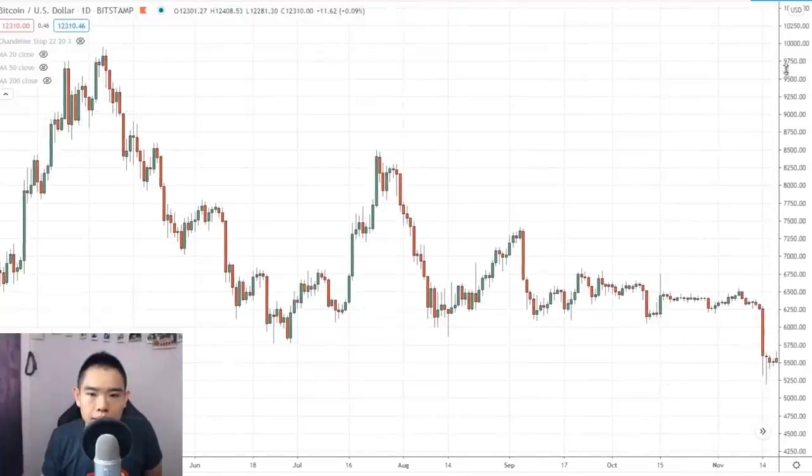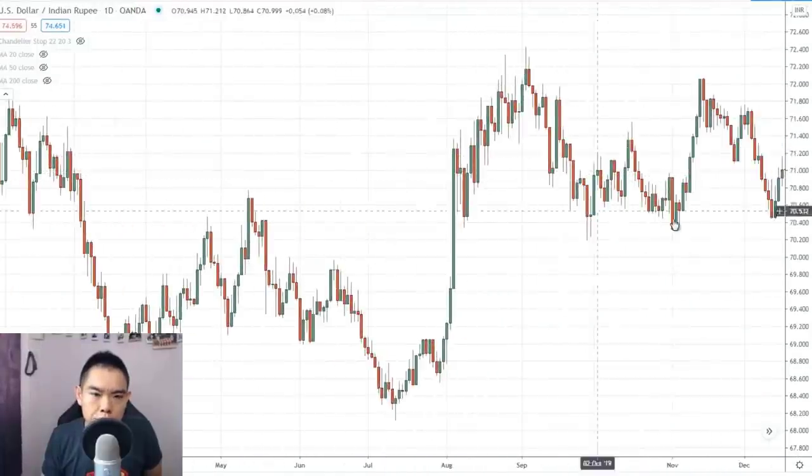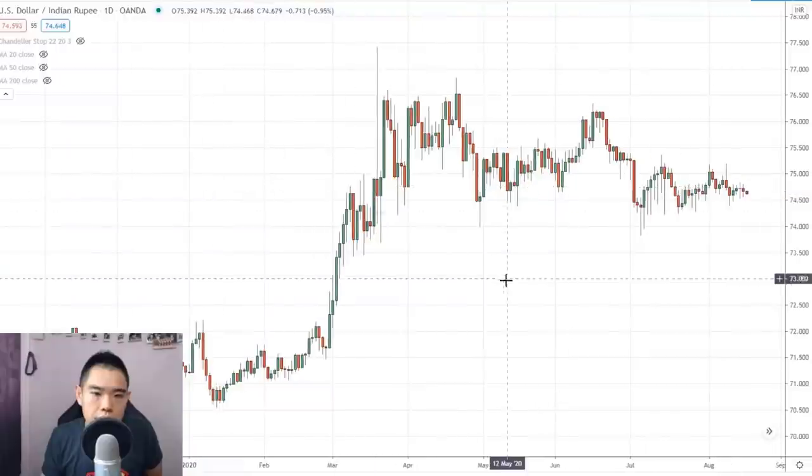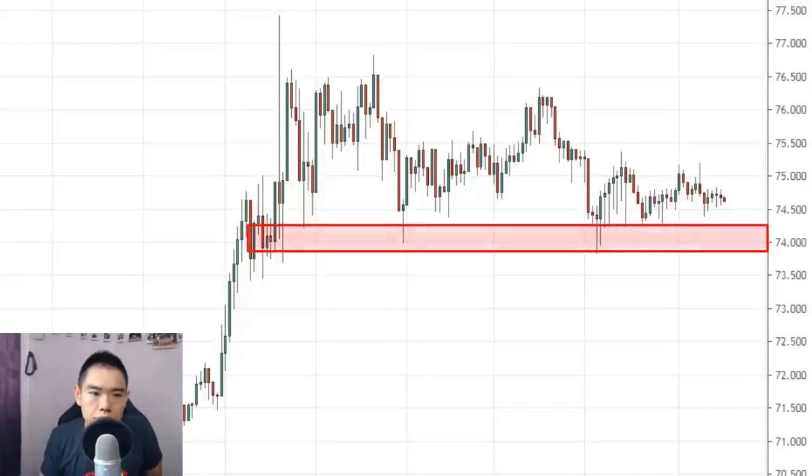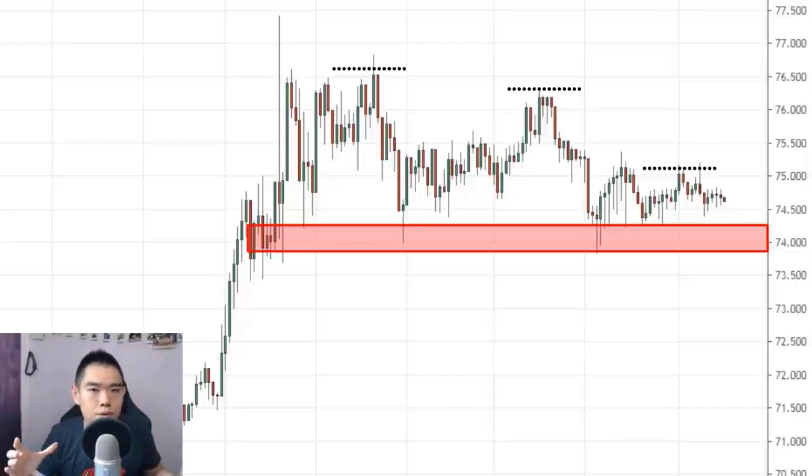Okay, and another example here, dollar against the Indian rupee. So this one here, I think the market is still unfolding, but from the looks of things, you notice this market, this area of support, lower high, lower high, lower high. What's likely to happen? My guess over here, based on this price action of this market, is likely to break down. Whether I'm proven wrong or right, we'll have to wait and see, but this is the concept that I'm trying to bring across. And of course, this is no guarantee.